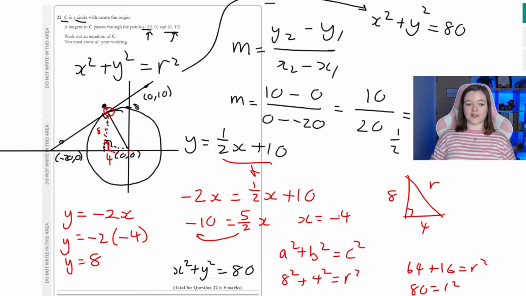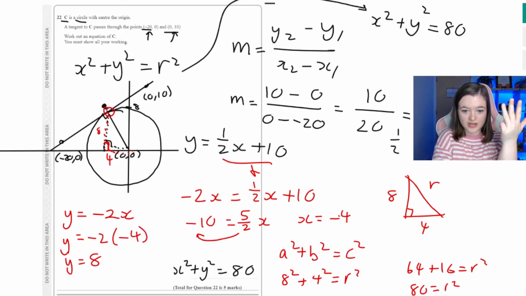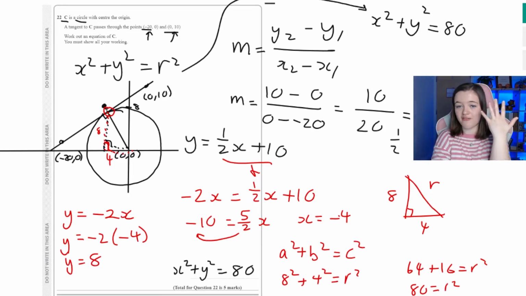That's one of the hardest questions I've seen in a long time. If you can do that question, bravo, well done to you, because that is one of the hardest questions I've seen in a very, very long time. It reminds me of the last question on the 2017 paper 1, atrocious that one was too, but this one is something else. How many topics did we have? We had equation of a circle, equation of a tangent, gradient of a line, simultaneous equations, and we also had Pythagoras. 5 topics in one question.